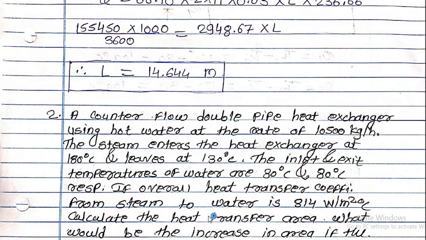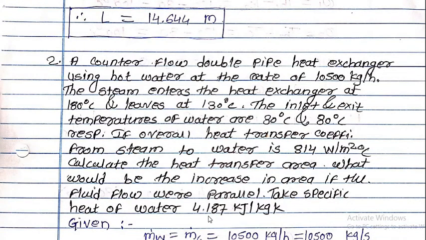Okay, so the second problem is a counter flow double pipe heat exchanger using hot water at the rate of 10,500 kg per hour. The steam enters the heat exchanger at 180 degrees Celsius and leaves at 130 degrees Celsius. The inlet and exit temperatures of water are 30 degrees Celsius and 80 degrees Celsius respectively.